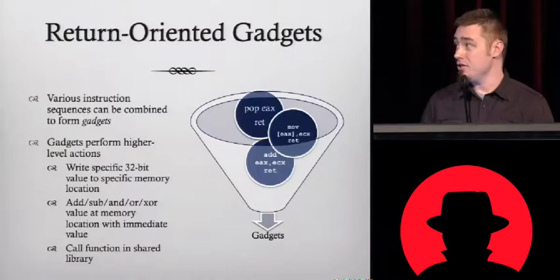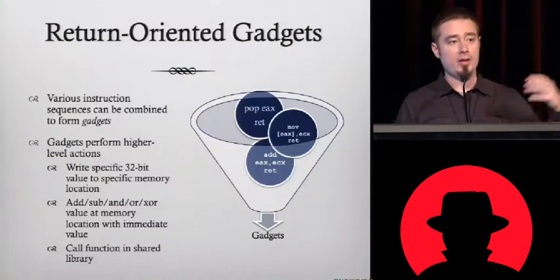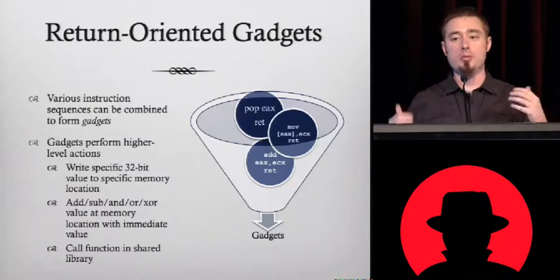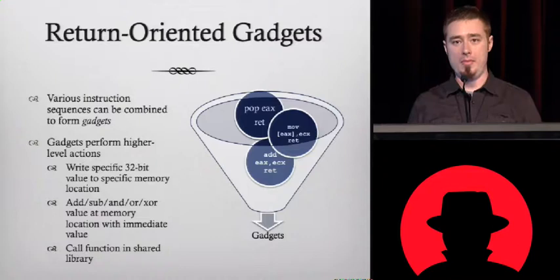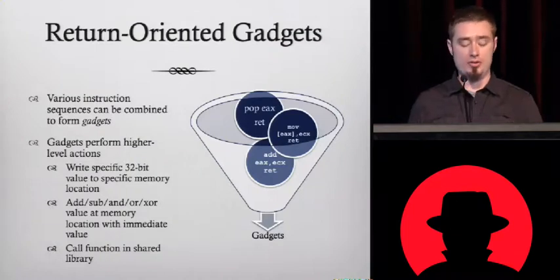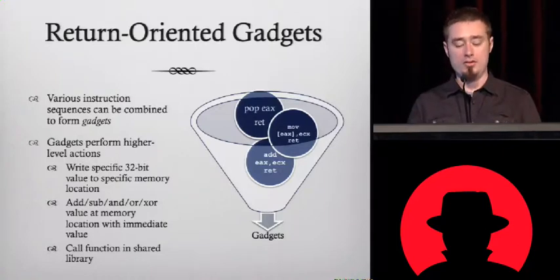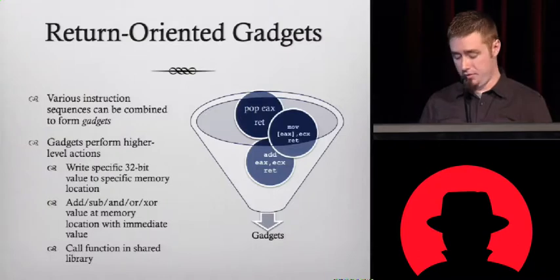To explain what a gadget is: gadgets are ways of combining these unintended sequences along with data on the stack to perform a higher-level semantic action. Some examples of a gadget are a sequence that will write a chosen 32-bit value to a chosen memory address, or another sequence that will do arithmetic operations on a piece of memory, or a sequence of returns that will simulate a function call. Basically, you're going to write your program out of these gadgets.